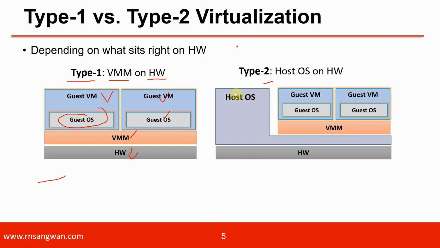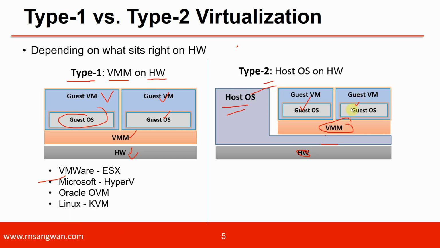Here also guest operating system, guest virtual machine. But in type 2, we have hardware and we have host operating system. On this operating system, we install hypervisor, and then we create guest virtual machines on top of this virtual machine monitor or the hypervisor. Examples of type 1 are ESX, Hyper-V, OVM, KVM. This is what we see in the cloud.